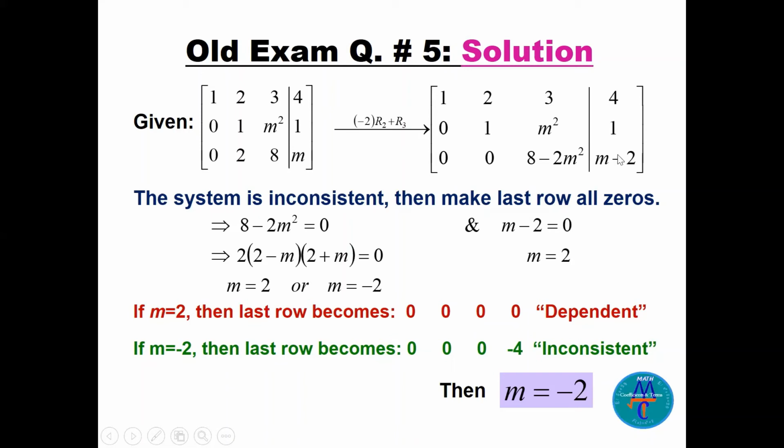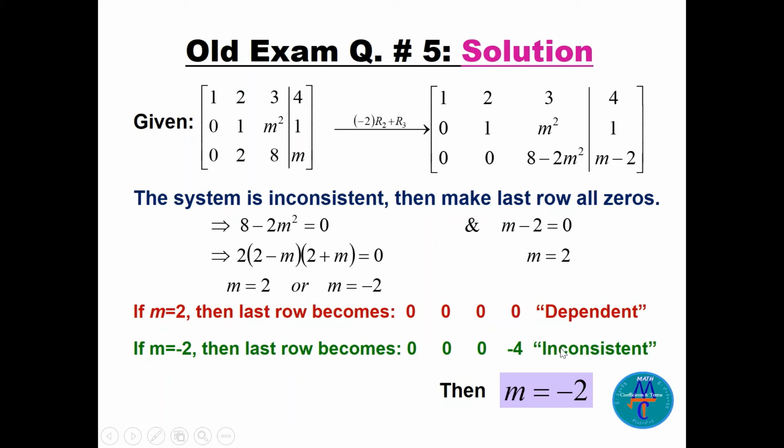Now, if I put this one equal to 0 here, m minus 2 is equal to 0, so m will be 2. So if m is equal to 2, it will be 0, 0, 0, 0. If I put 2 here, then the last row becomes all zeros, which is dependent. Then if m is minus 2, you put minus 2 there, you get minus 4. So it will be 0, 0, 0, minus 4.